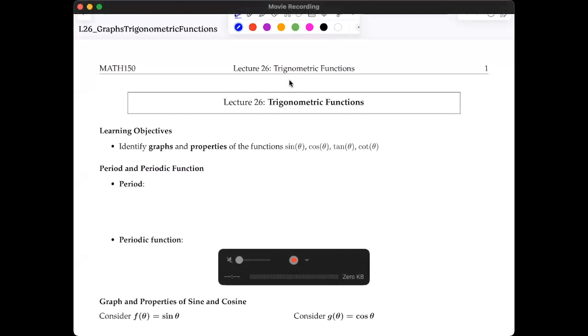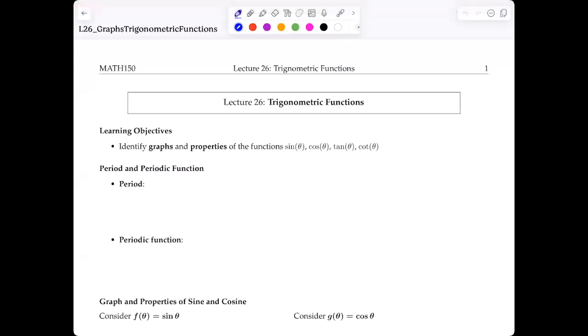Alright, so trigonometry functions. You learn about trigonometry ratios: sine, cosine, tangent, cotangent, secant, cosecant. In this lecture, we're going to dive a little bit more into the properties and the graphs of these four trigonometry functions: sine of theta, cosine of theta, tangent of theta, and cotangent of theta.